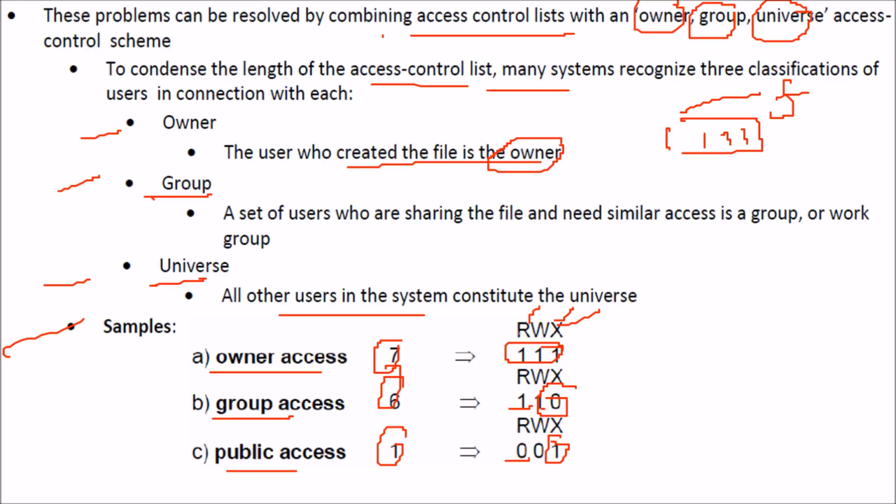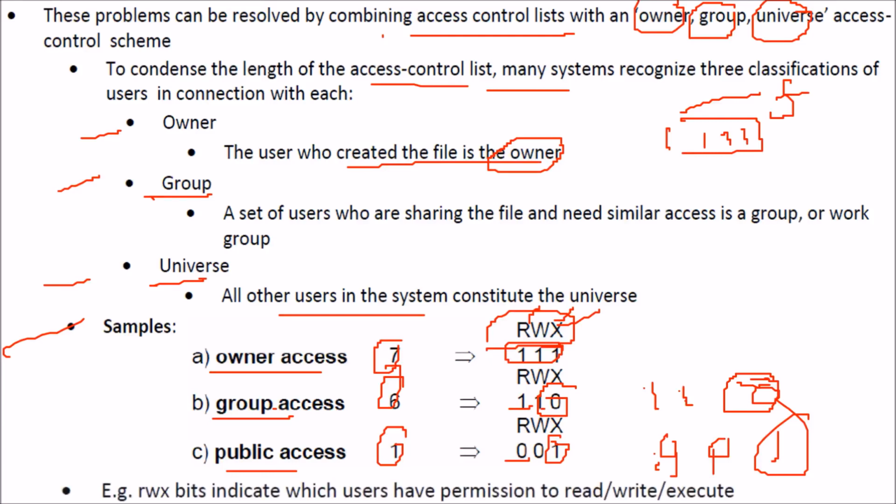But we can see it the other way around also. How? Owner access can be all of these, but group access can be 110, meaning read and write are not possible, allow them to execute. In the public access, a 0 says not allowed, and a 0 in the second sense says allowed. So allow read, allow write, but don't allow execute. These are just sample scenarios, not actual ones. This RWX indicates which users have permission to read, write, and execute.